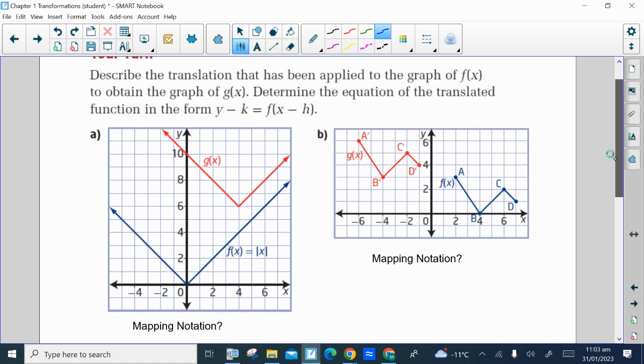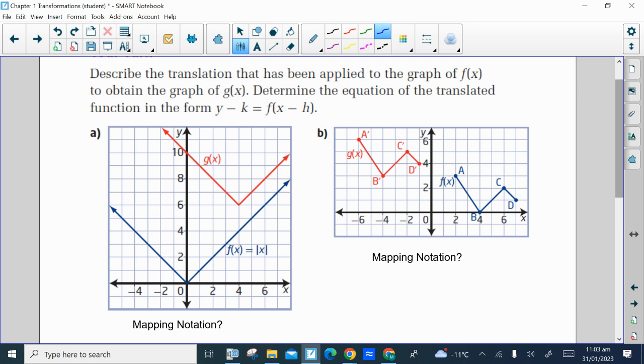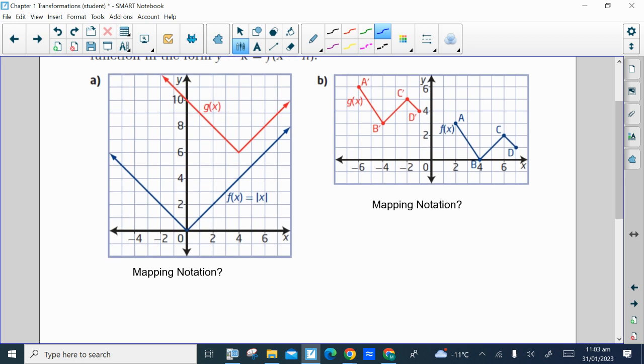So for these next ones, it says describe the translation that's been applied to the graph of f at x to obtain g at x, and then determine the equation of the translated function in that form. So again, the fact that it's only h and k, those are the only two parameters we're working with right now. In the case of question A, g at x is a transformation of f at x, and f at x is defined as the absolute value of x. So g will be in terms of an absolute value function. We're going from f to g.